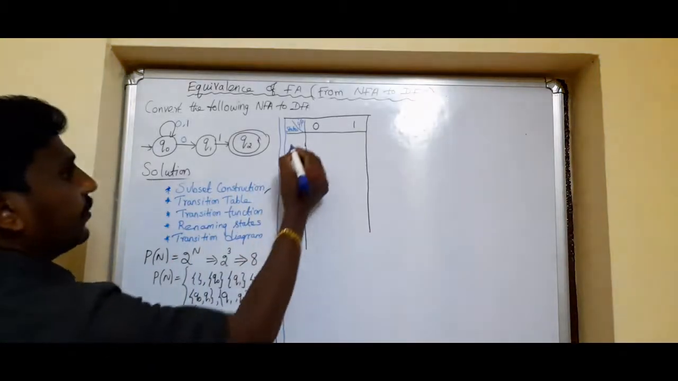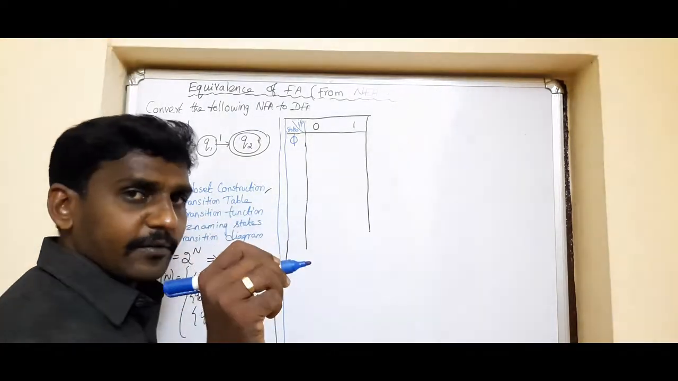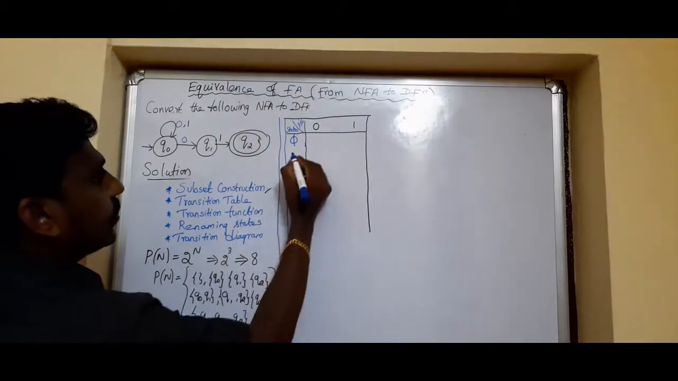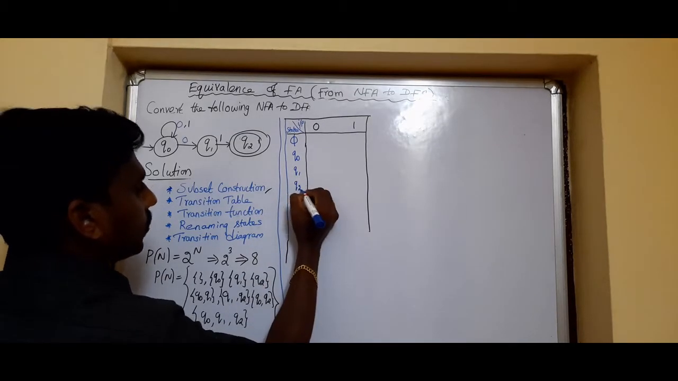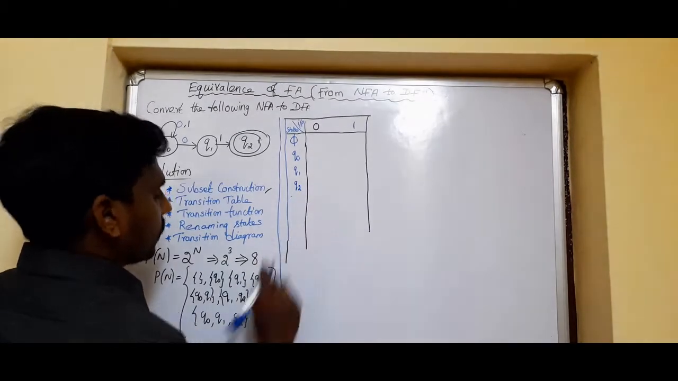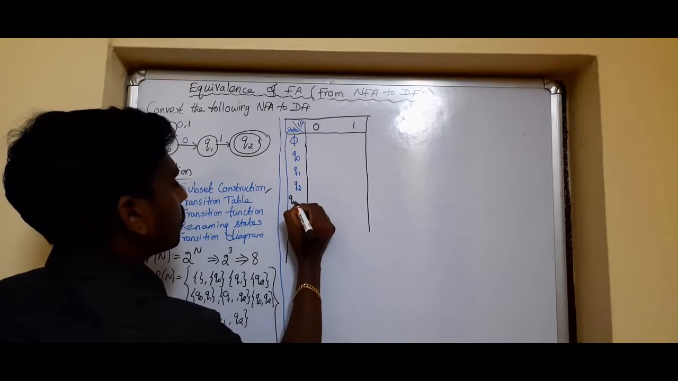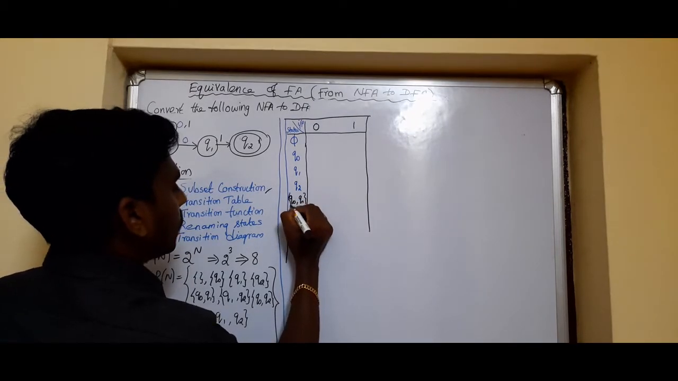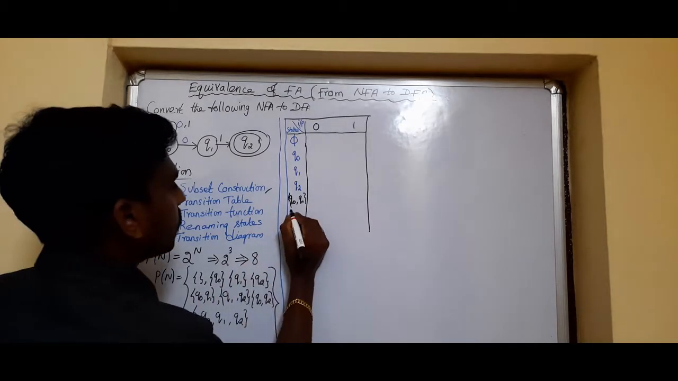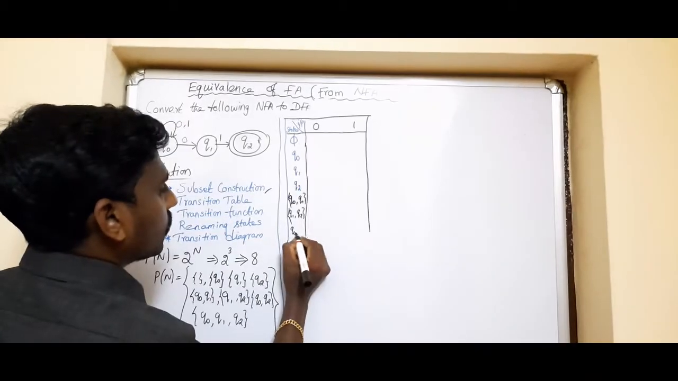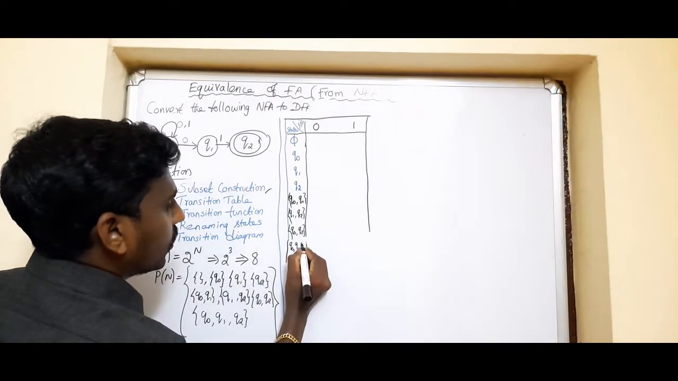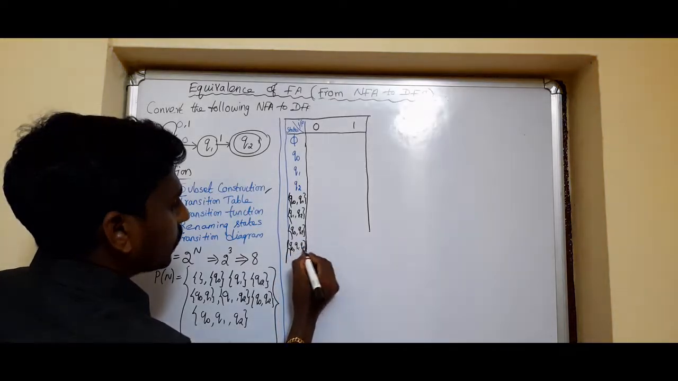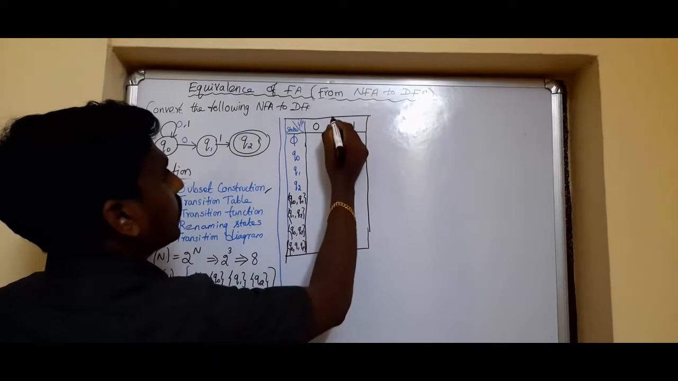Okay, so first one is empty. I will mark it as phi, or as the empty set, and then Q0, and then Q1 and Q2 and Q0 Q1, and Q0 Q2, and Q1 Q2, and Q0 Q1 Q2. Okay, so this is the transition table.